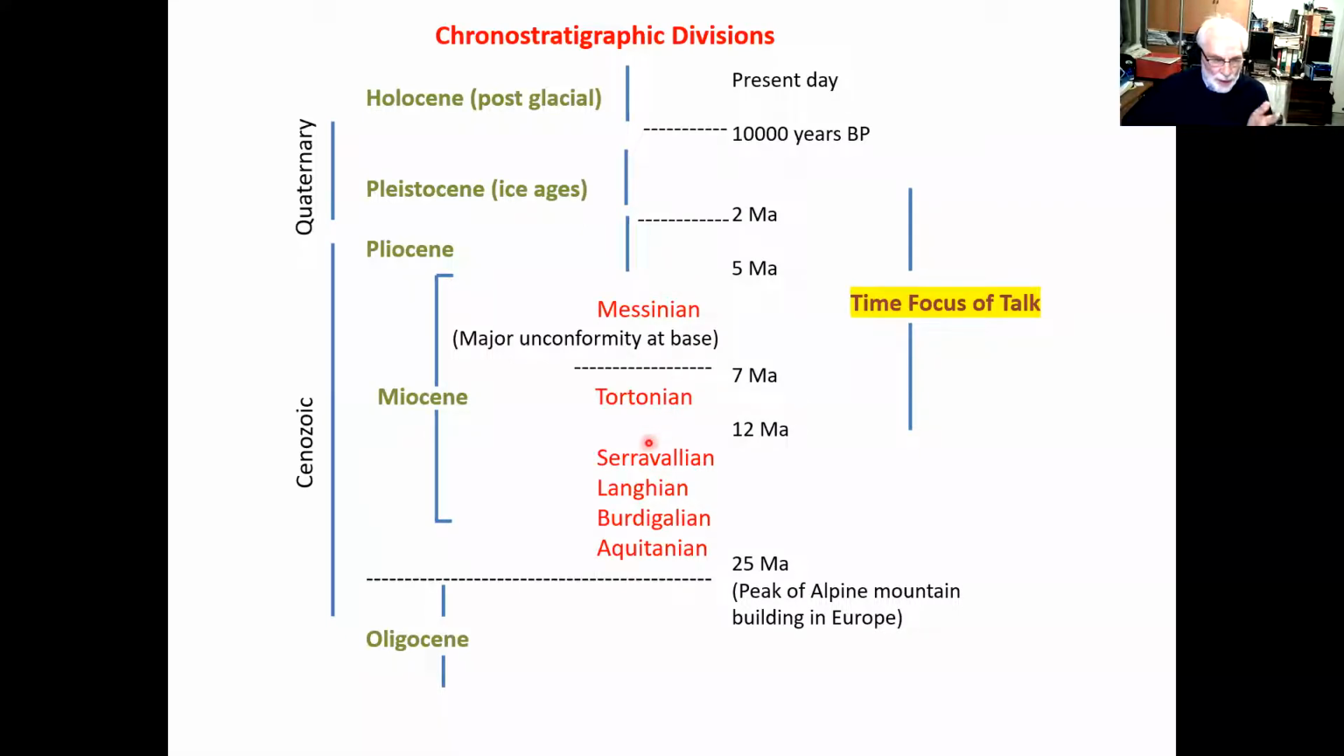Now, some of the tectonics does continue through to the present time, but as far as southern Spain is concerned, this is very much the focus of the main activities. The peak of the Alpine mountain building, on the other hand, is around 25 million years ago. So we're looking very much at post-orogenic activity, things that happened after the main tectonometamorphic peak of the Alpine mountain building.